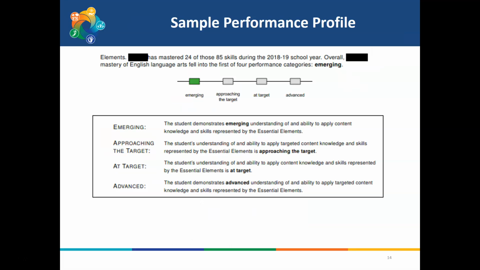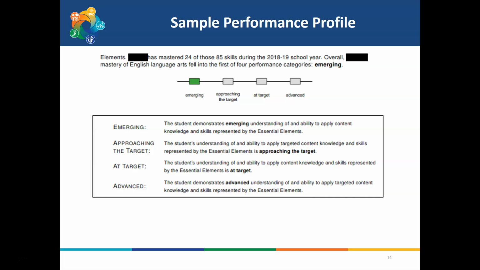Performance level information is included next in the performance profile. Once we know the total number of skills mastered in a grade and subject, that number is used to classify each student's overall performance into 1 of 4 performance levels. Representatives from states that use the Dynamic Learning Maps alternate assessments approve the use of 4 performance levels to describe overall student performance in a subject. The performance levels are defined as follows.